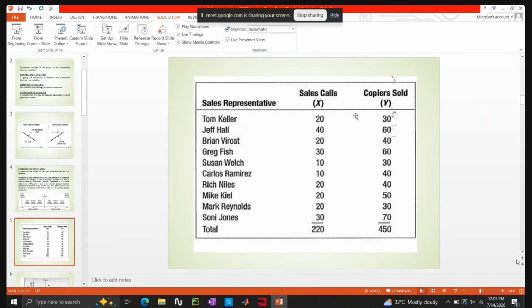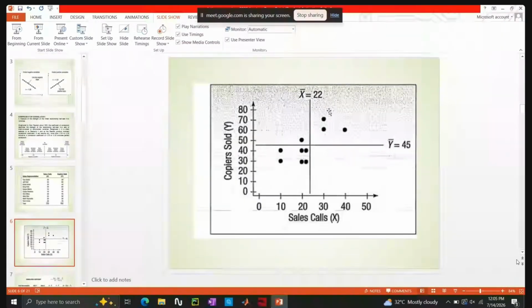So let's say the company wants to find a relation between the number of calls received and the number of books sold by a representative. My number of copies has been mentioned as Y, and my sales calls have been represented as X. So here is a very simple plot of X and Y based on this data. This is basically the data plot, very simple, as you can see.